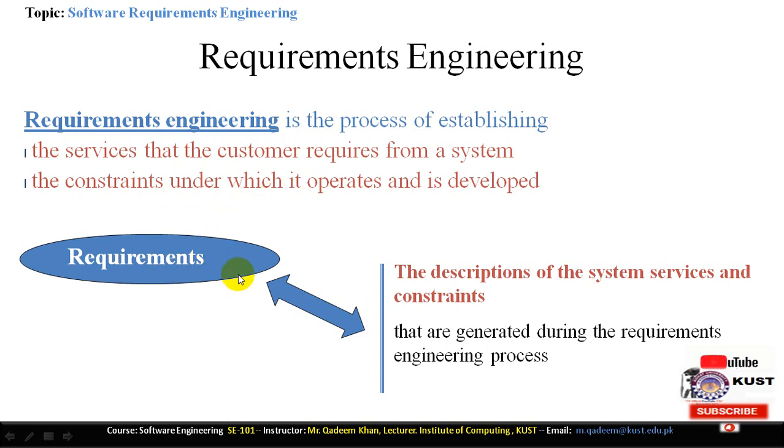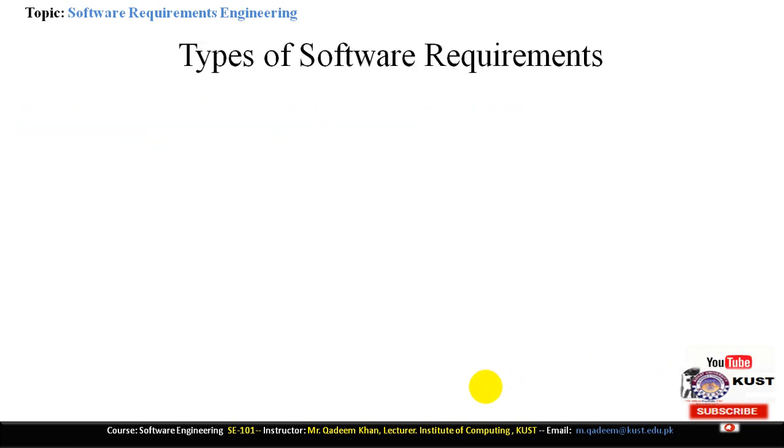So requirements is in fact the description of the system services and the constraints. Services means the needs of the user, and constraints means the different logical and business constraints over the product. These are generated during the requirements engineering process. In fact, the system services and the constraints are properly documented and this document is generated in the requirements engineering process.